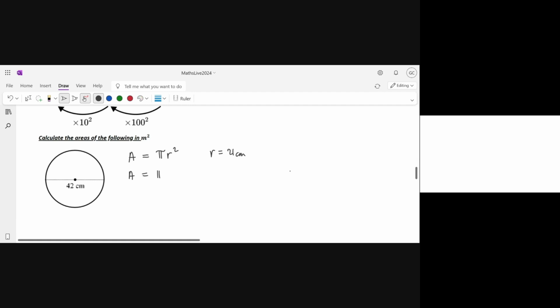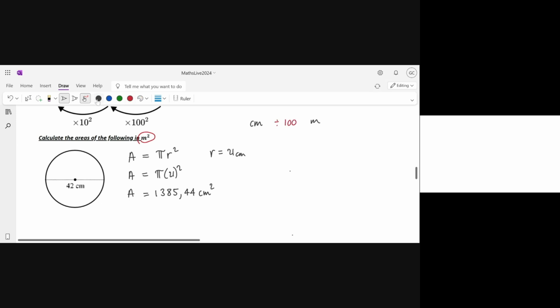So pi times 21 squared is going to give us 441 pi. So the area is equal to 1385,44 centimeters squared. Now, I know that this is in centimeters squared, but the question wants this to be in meters squared. Now, I already know to get from centimeter to meter, I need to divide by 100.